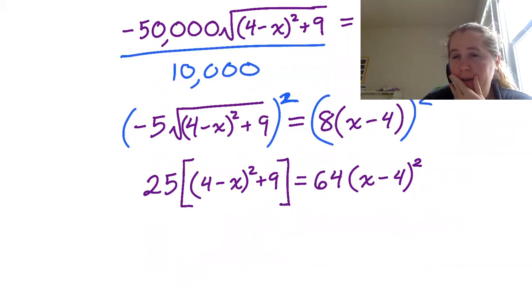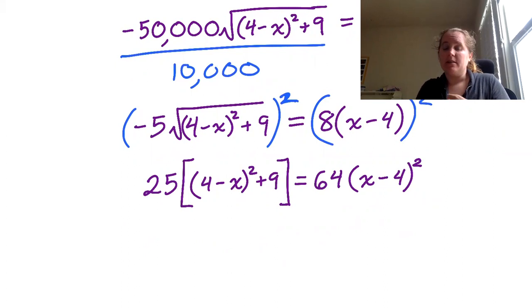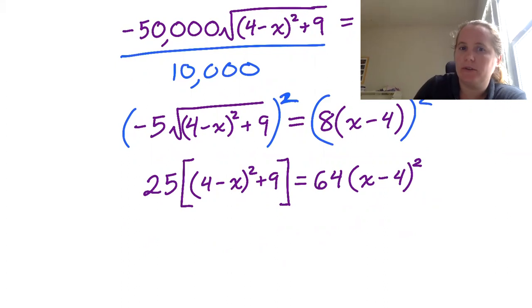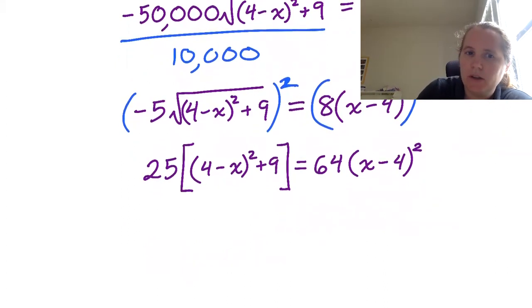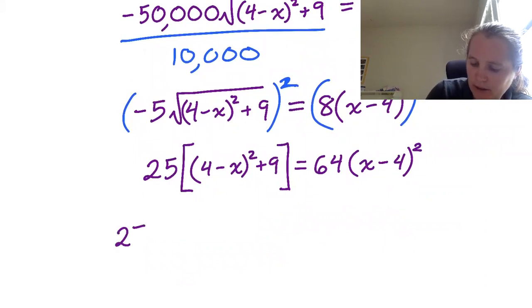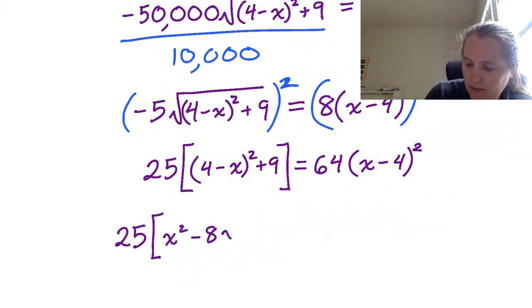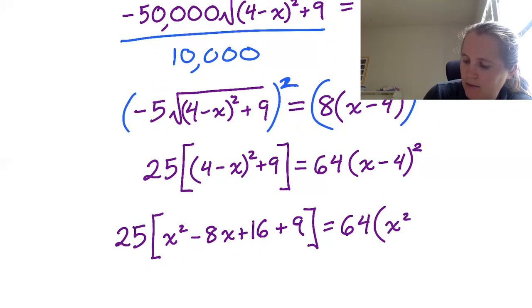We could do a variety of manipulation here. I'll go ahead and just multiply things out and rearrange them, but you could notice 4 minus x squared is the same as x minus 4 squared, and we could do a little simplification first, or cancellation first, if you wanted to. But if we just multiply things out, this is 25 times x squared minus 8x plus 16, and then plus 9. And then on the right, we will have 64 times x squared minus 8x plus 16.